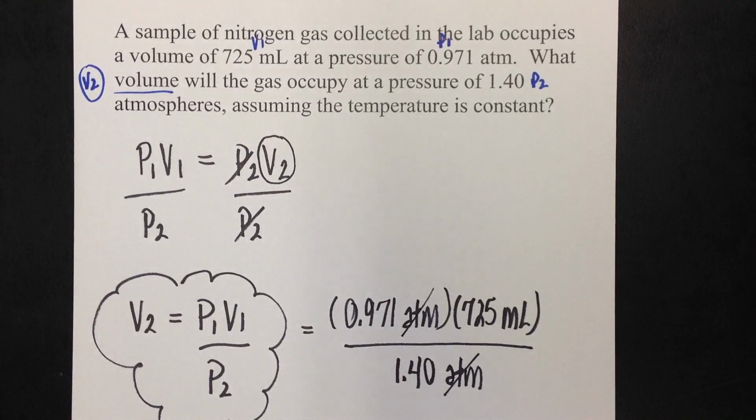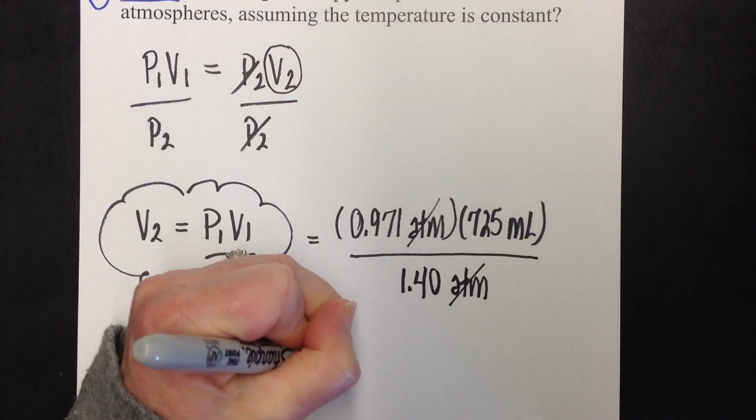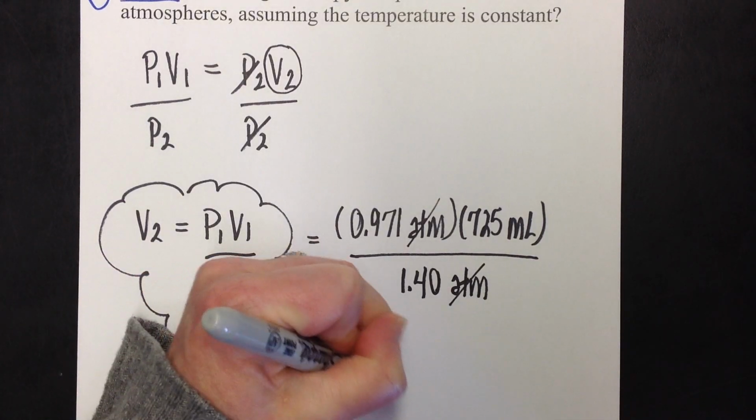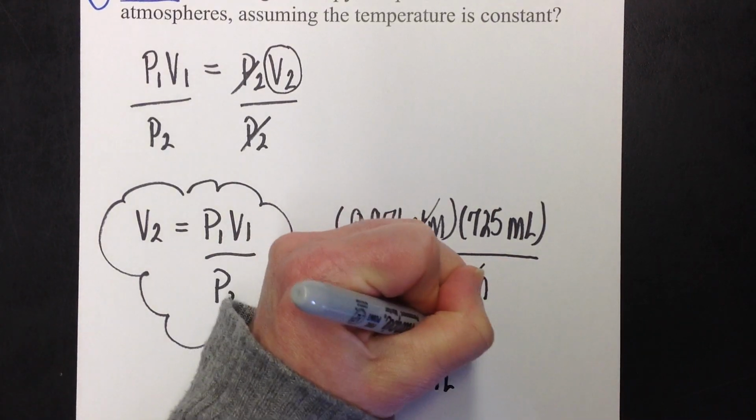So we're going to multiply 0.971 times 725, hit equals, divided by 1.4, and I'm getting 502.84. Milliliters is the only thing that didn't cancel out, so that's my unit.